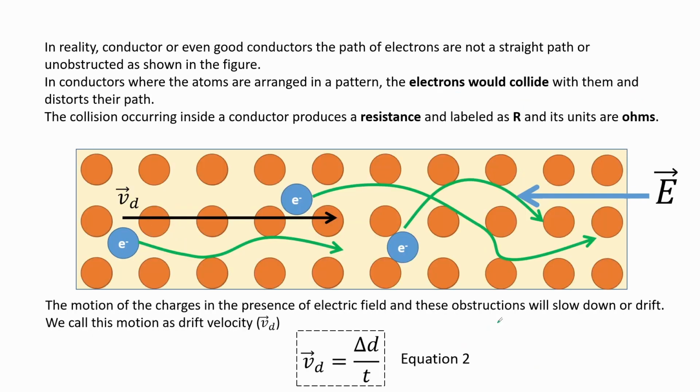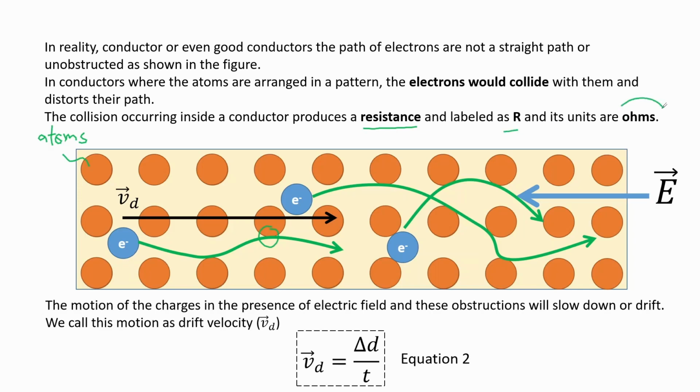In reality, conductors, or even good conductors, have resistance and the path is not a straight path or unobstructed as shown in the figure. In conductors where the atoms are arranged in a grid-like pattern, the electrons would collide with them and distort their path. The collision occurring inside a conductor produces a resistance. We label resistance as capital R and its units are called ohms.